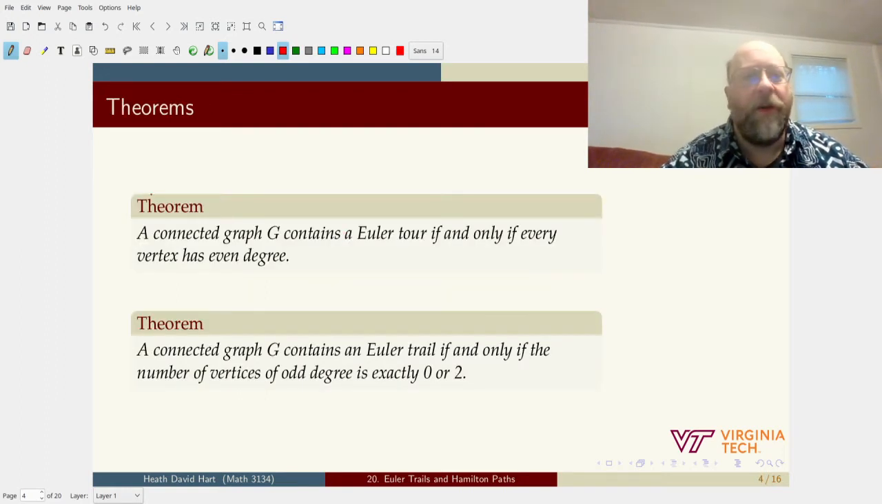And so we have this theorem that a graph that is connected, and it has to be connected in order for me to get to all of the edges, contains an Euler tour if and only if every vertex has even degree. And it will contain an Euler trail. Remember, a trail does not have to return to the starting point.